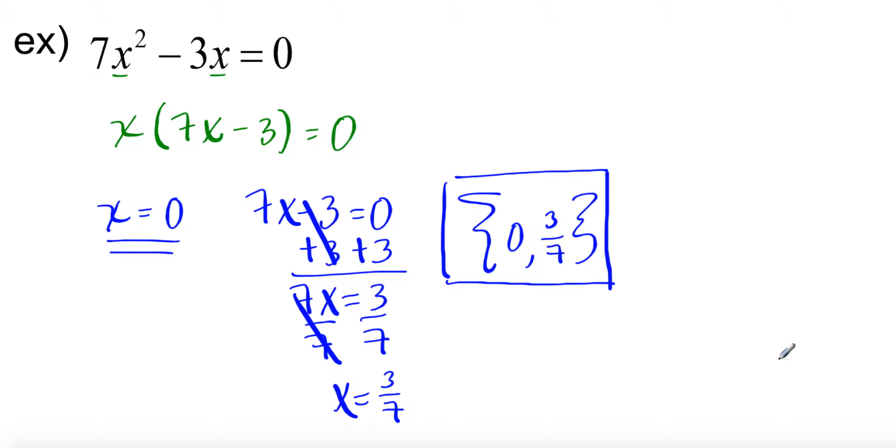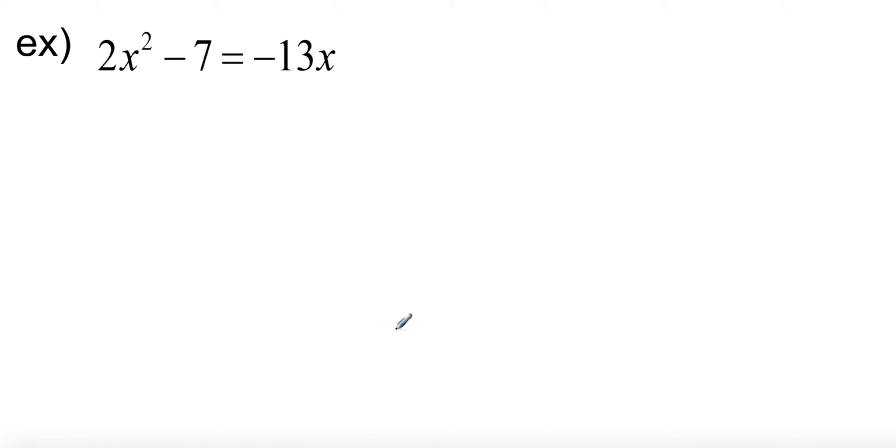Now, if you get stumped and you forget how to factor, or it's just not working out for you, or maybe the polynomial doesn't factor, then you can use the quadratic formula. The quadratic formula will work every single time. So let's take a look at this example. We've got 2x squared minus 7 equals negative 13x. We're going to solve this one using the quadratic formula, but our quadratic equation needs to be in standard form.